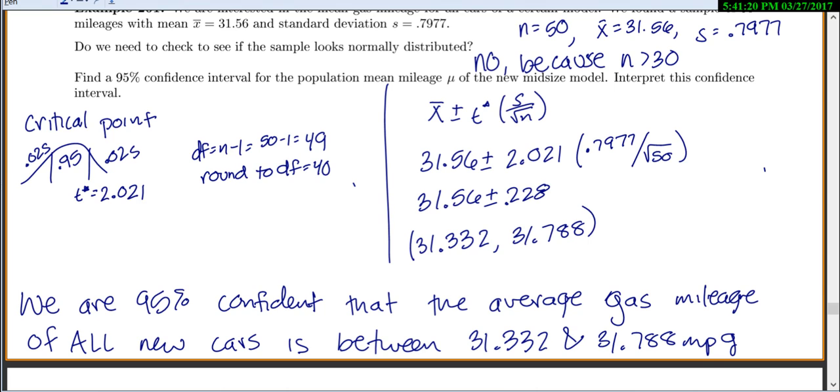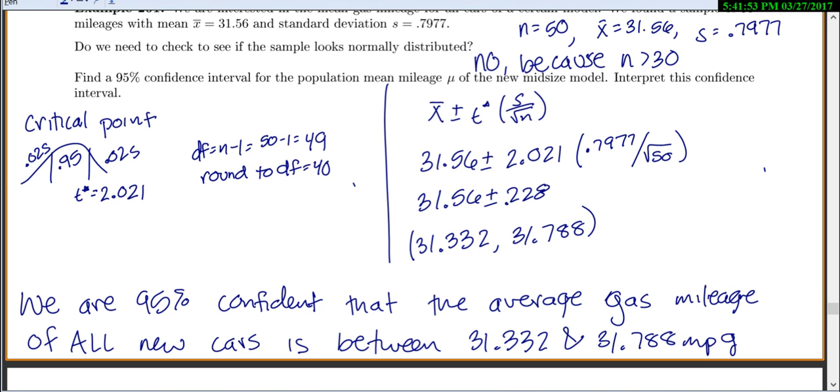Let's see, so once I have that, I plugged everything in. So my x bar, t star, standard deviation, sample size, and I get 31.3 to 31.7. So we're 95% confident. Now, when you're interpreting these for the test, make sure you say it's the average or mean, and for all, so it's the population average. The average gas mileage for all the new cars is between 31.3 and 31.7. So somewhere around just over 31 miles per gallon. You seem fairly confident about that.